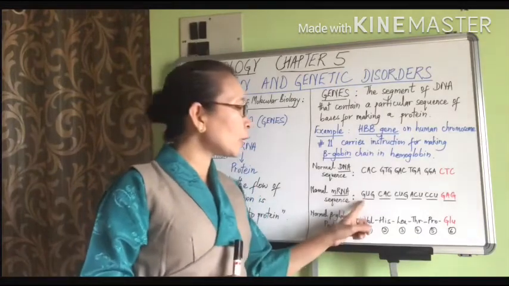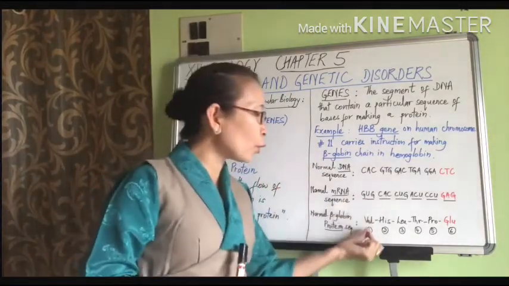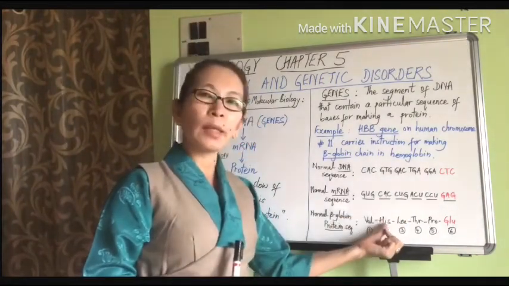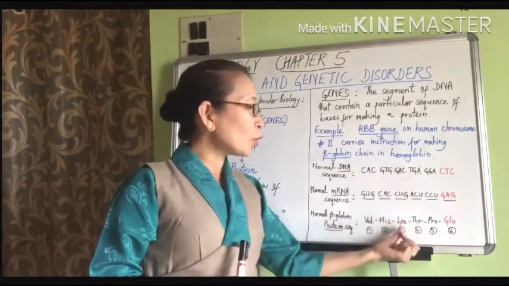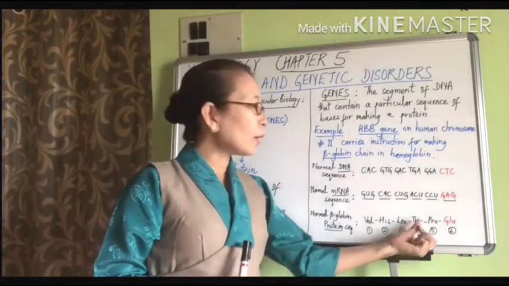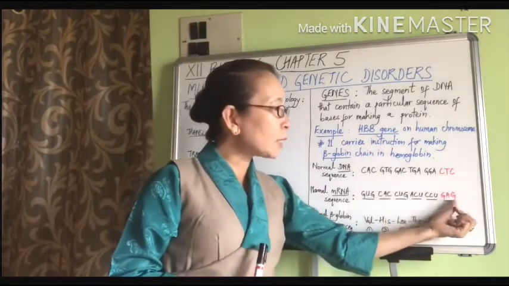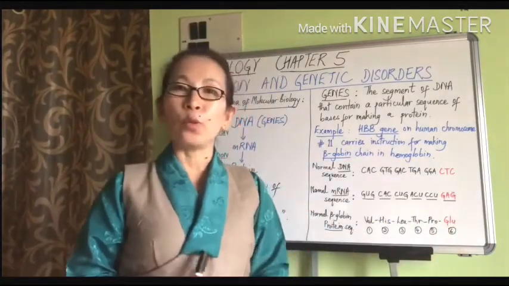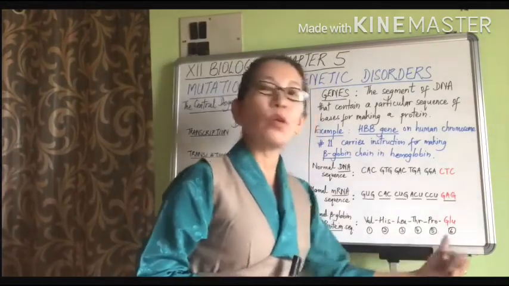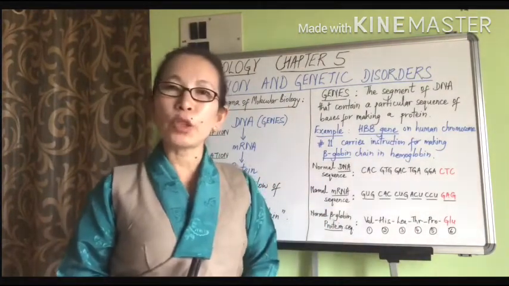Now GUG is the first codon, or the first triplet, which codes for valine. Likewise, CAC codes for HIS, CUG codes for LEU, ACU codes for THR, CCU codes for PRO, and GAG codes for GLU. And these are the first 6 amino acids of a normal beta globin protein.